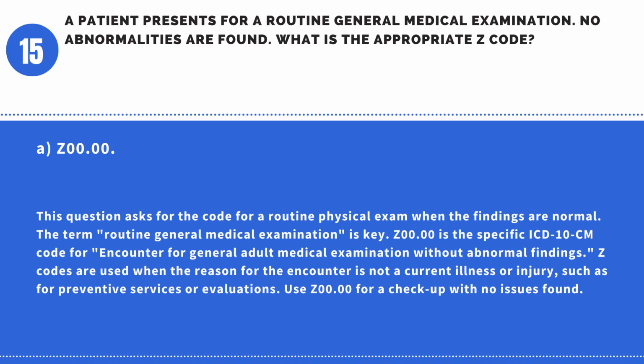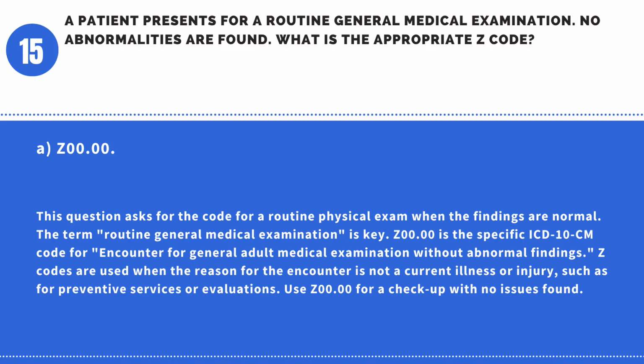Answer: A. Z00.00. This question asks for the code for a routine physical exam when the findings are normal. The term routine general medical examination is key. Z00.00 is the specific ICD-10-CM code for encounter for general adult medical examination without abnormal findings. Z codes are used when the reason for the encounter is not a current illness or injury, such as for preventive services or evaluations. Use Z00.00 for a checkup with no issues found.